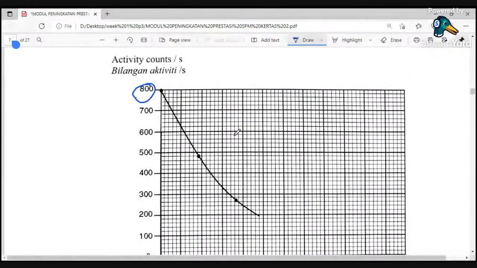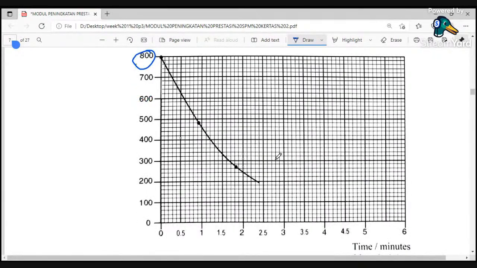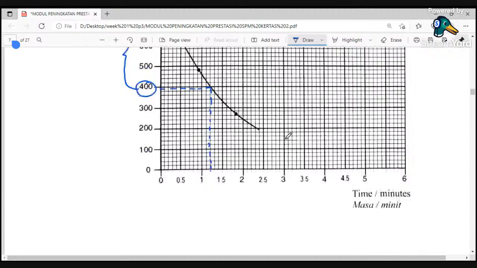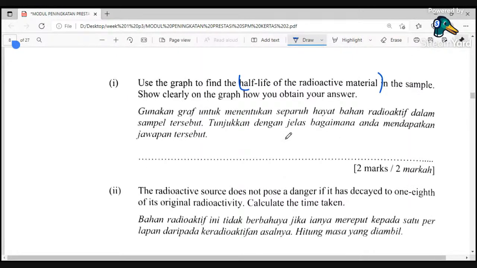Okay, you all gunakan ruler. 800 become half. Okay, maksudnya ialah 400. So gunakan ruler, gariskan di sini, to find the corresponding value of time in minutes. The value is 1.2 minutes. So that one will become the half-life of the material.